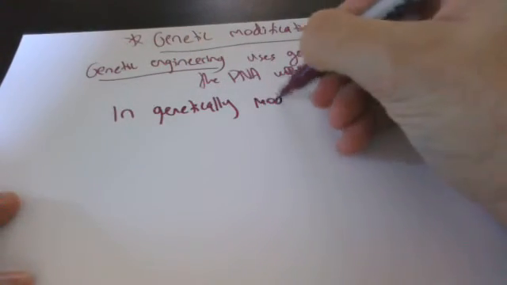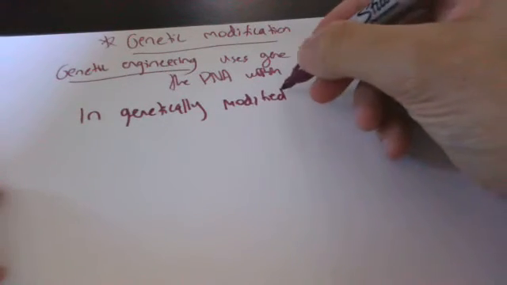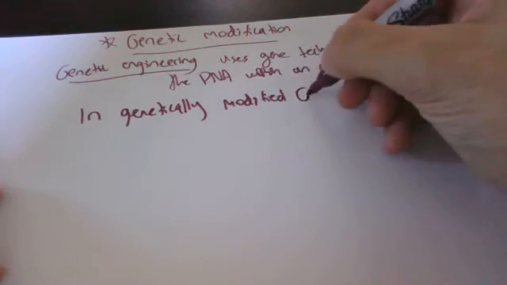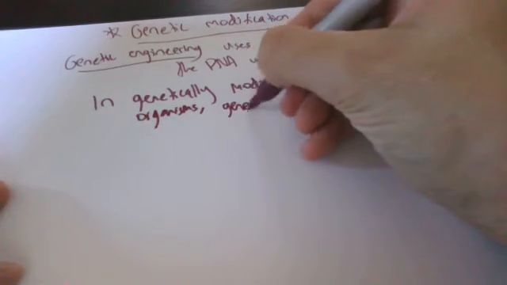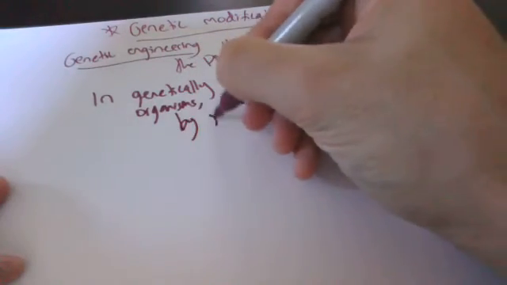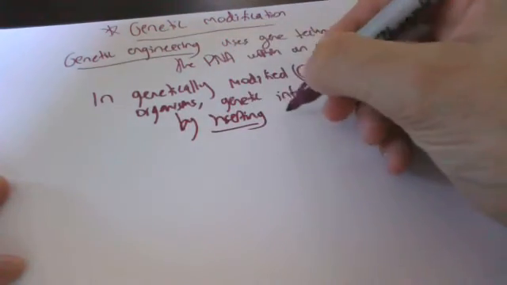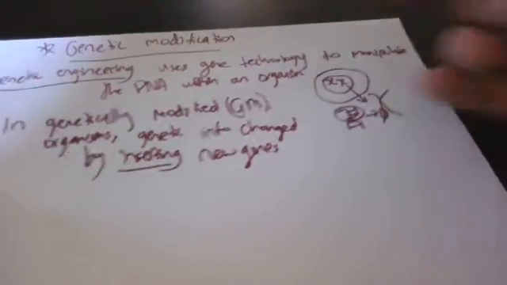Genetically modified is usually written as capital G, capital M. Quick way of writing it. In genetically modified organisms, the genetic info is changed by inserting, which is a very important word, inserting new genes. Modifying the genes is done by inserting new genes.